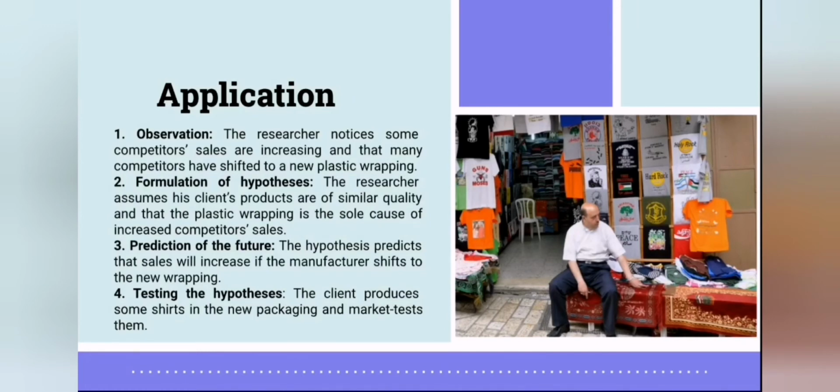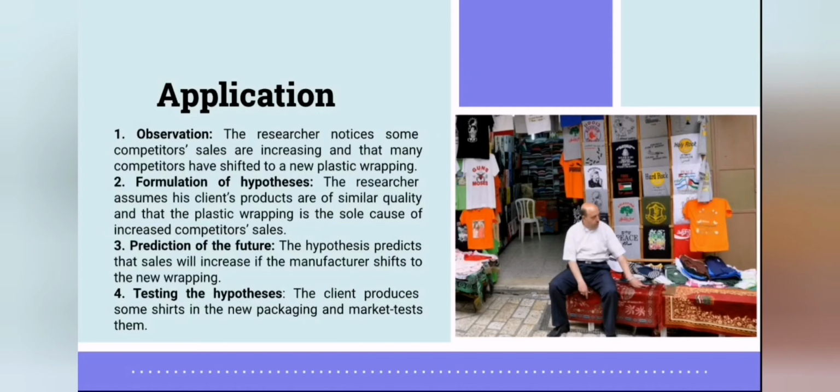One good application of this is this case wherein you have a t-shirt seller. Okay, observation phase, the researcher or the t-shirt seller notices some competitors' sales that are increasing and that many competitors have shifted to the new plastic wrapping. So let's assume that they like the new packaging or wrapping, and that's what the seller has observed.